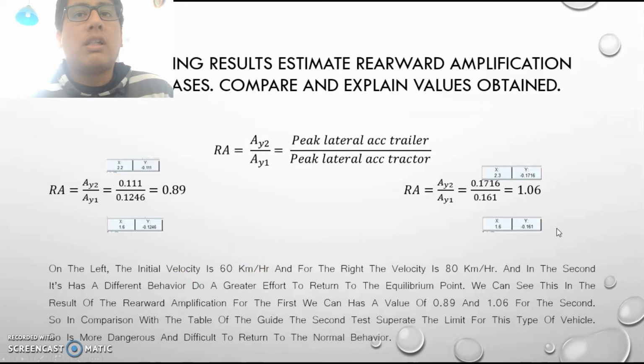On the left, the initial velocity is 60 km per hour, and for the right, the velocity is 80 km per hour. And the second has a different behavior due to a greater effort to return to the equilibrium point. We can see this in the result of the rearward amplification. For the first, we have a value of 0.89 and 1.06 for the second. So in comparison with the table of the guide, the second test surpasses the limit for this type of vehicle, so it's more dangerous and difficult to return to the normal behavior.